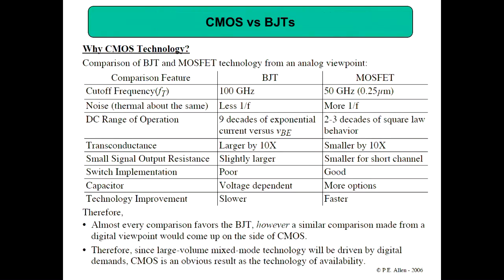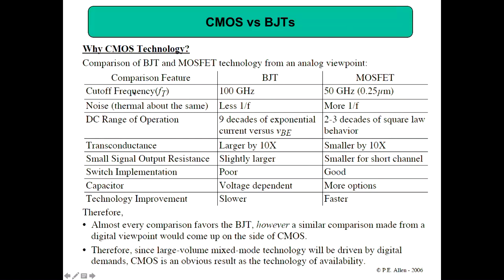To start with, maybe we should study why we need CMOS, because we studied BJTs, bipolar junction transistors. Then we are going to study why we need CMOS technology. So, why CMOS technology? Comparison of BJT and MOSFET transistor technology from an analog viewpoint. If you check the analog viewpoint, comparison feature: cutoff frequency.